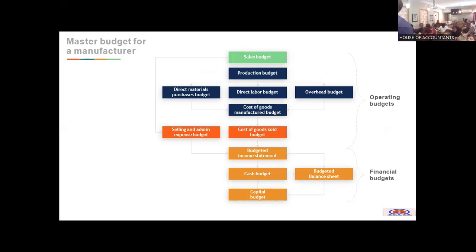So these are the departments that will prepare their own operating budget. We have the sales department, which prepares the sales budget. The production department prepares the production budget. Direct material is prepared by the purchasing department, like the procurement manager and others. Then direct labor, who is going to prepare that one?